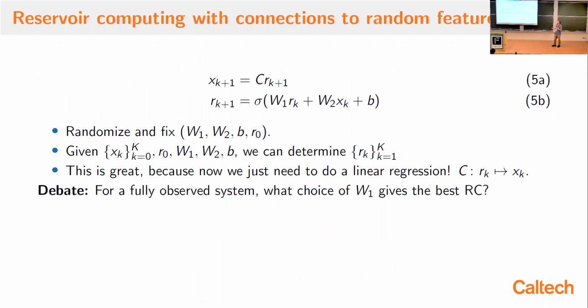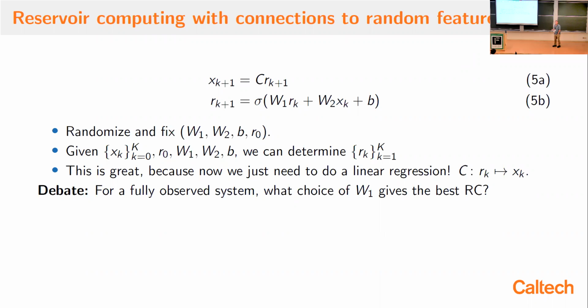So I'm going to remind you, this is what a reservoir computer is in discrete time. You have a sigma nonlinearity, and then you have a linear transform on the observed space. So what do we do with reservoir computing? Just to remind, we randomize and fix the weights in the hidden state, and fix the initial condition. Then if you give me the data of X and all of those fixed parameters, I can actually just solve for R_k for all time. That's given, no big deal. And then if you give me R_k, this is awesome because now I can do a linear regression and fit to X_k. So I just infer C, which is a linear inverse problem.